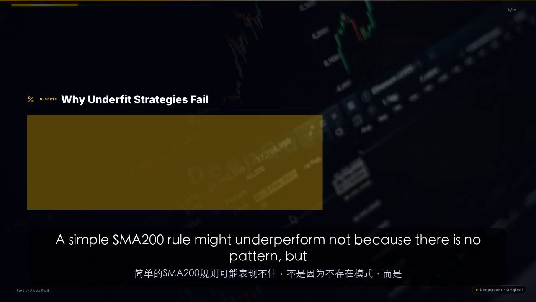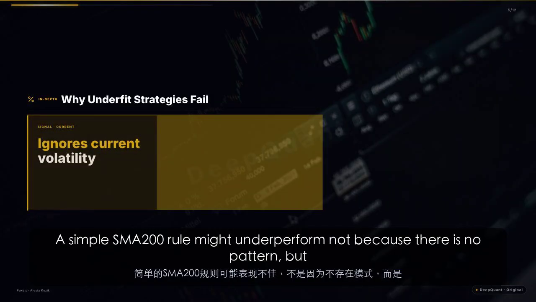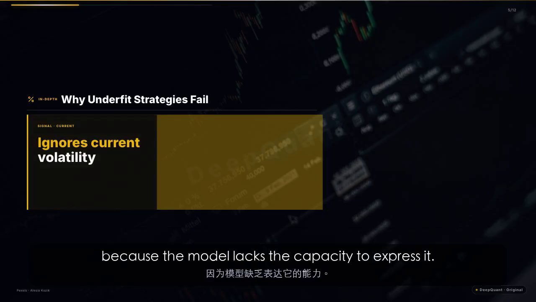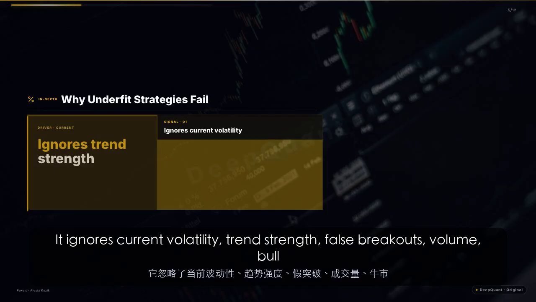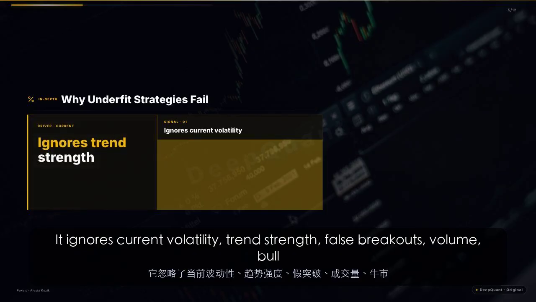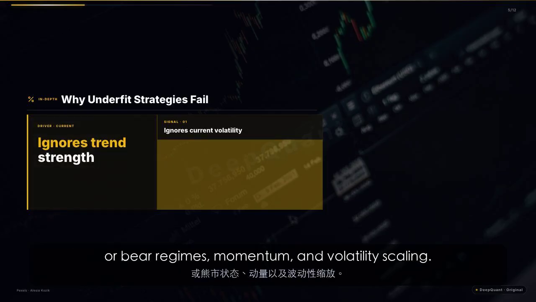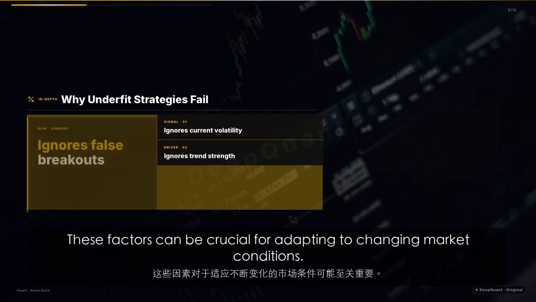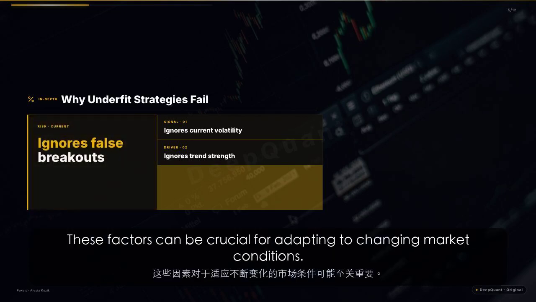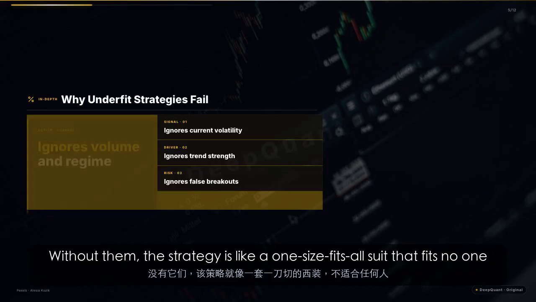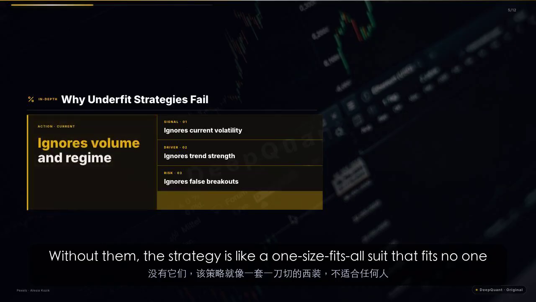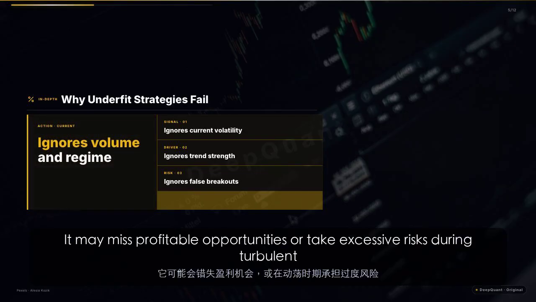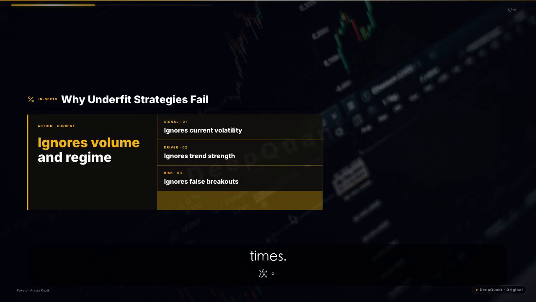A simple SMA 200 rule might underperform not because there is no pattern, but because the model lacks the capacity to express it. It ignores current volatility, trend strength, false breakouts, volume, bull or bear regimes, momentum, and volatility scaling. These factors can be crucial for adapting to changing market conditions. Without them, the strategy is like a one-size-fits-all suit that fits no one well. It may miss profitable opportunities or take excessive risks during turbulent times.